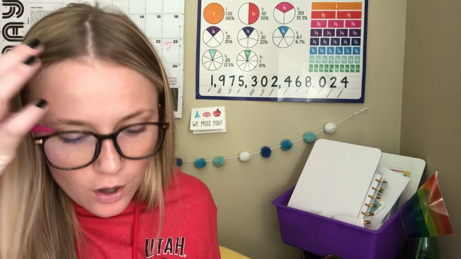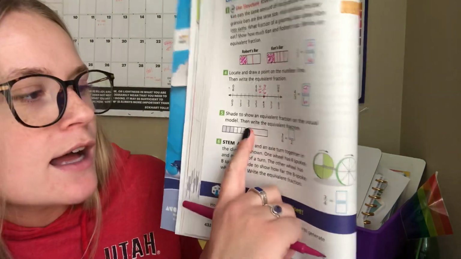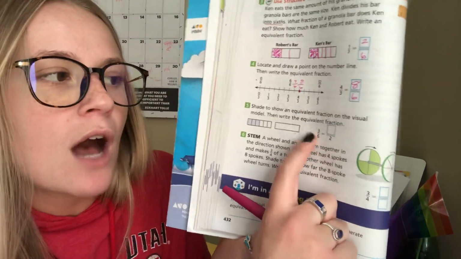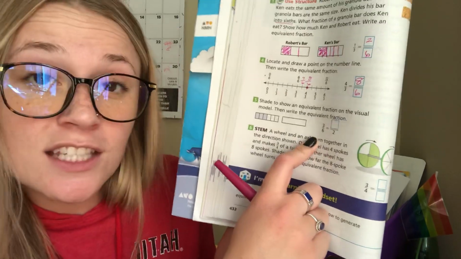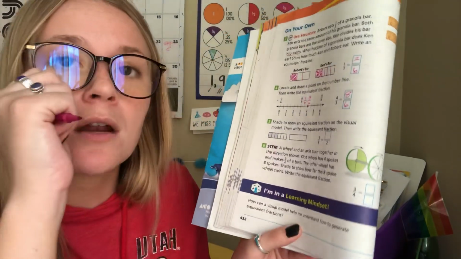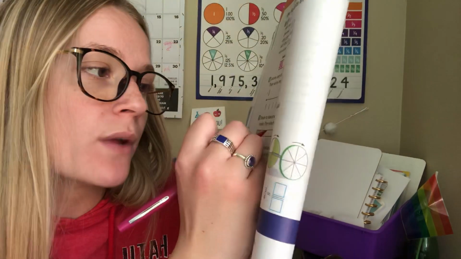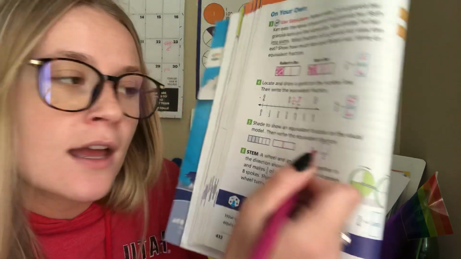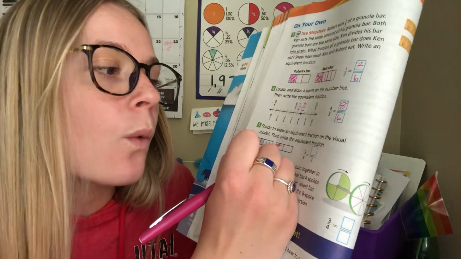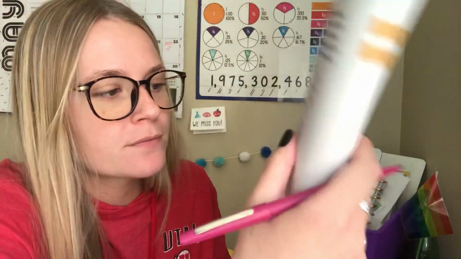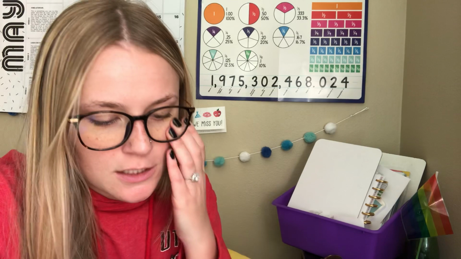So number 5 says, shade to show an equivalent fraction on the visual model. Then write the equivalent fraction. So this one is divided into 6 equal parts. 3 of them are shaded. I know that 3 is half of 6, so half of this bar model is shaded. So it wants me to divide the next bar model into 2 equal parts, so that's what I'm going to do. And half of 2 is 1. So 3/6 is equal to 1/2. Yay!